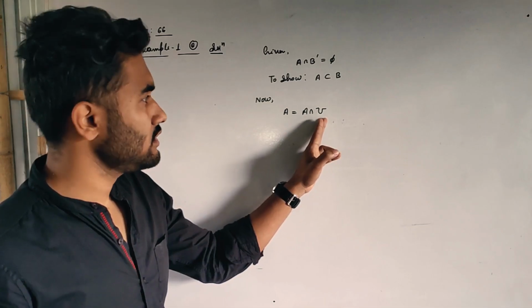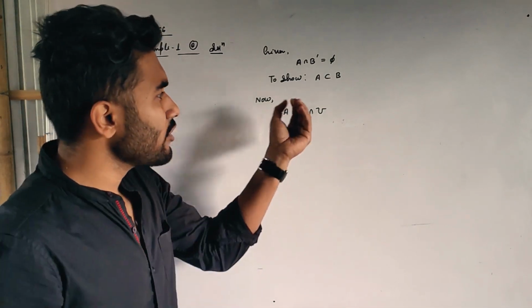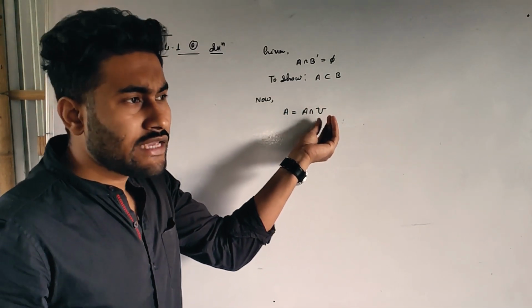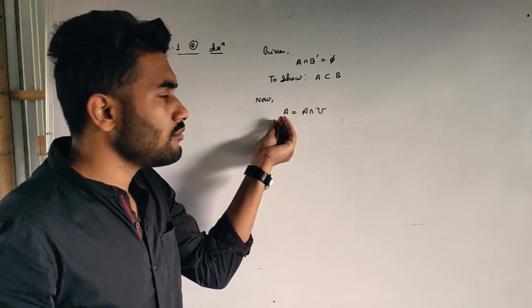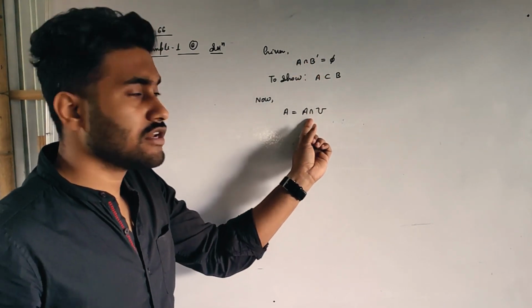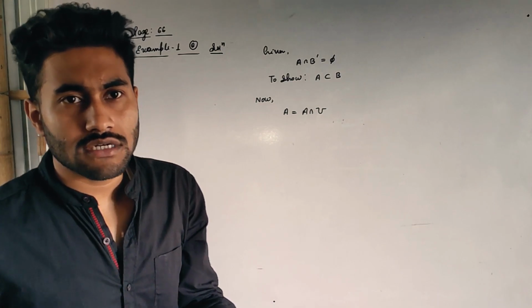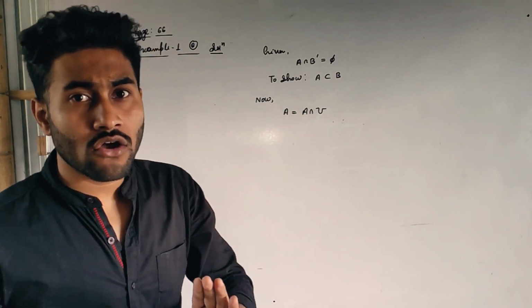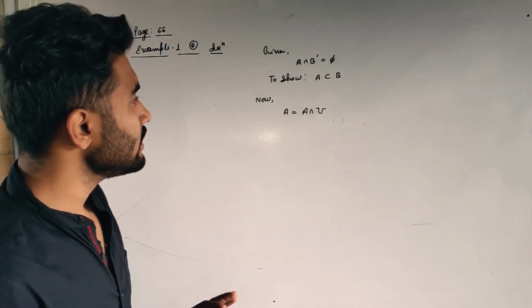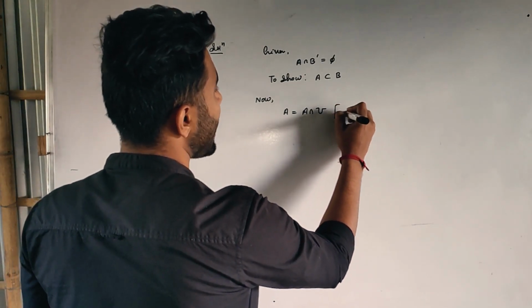You cannot memorize this thing. You have to understand, you have to ask yourself what I should write, and what I should write such that the intersection gives the set itself. Because intersection is given, it cannot be union. Intersection with the universal set gives the set itself. Intersection with the empty set gives the empty set, right? So this is also known as identity law.